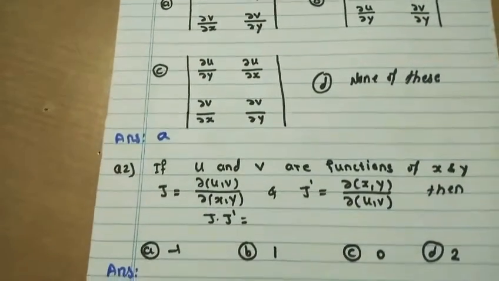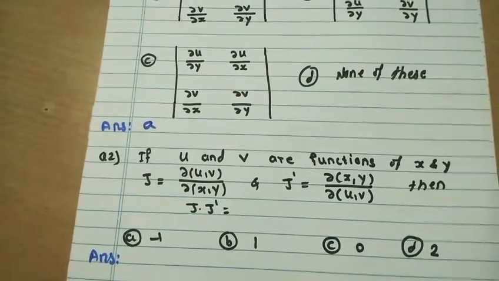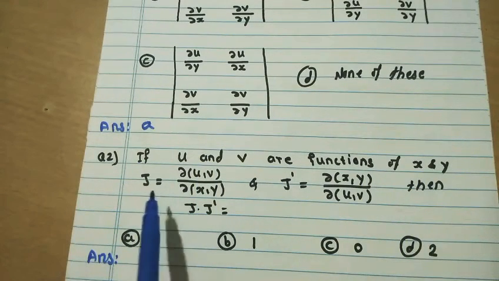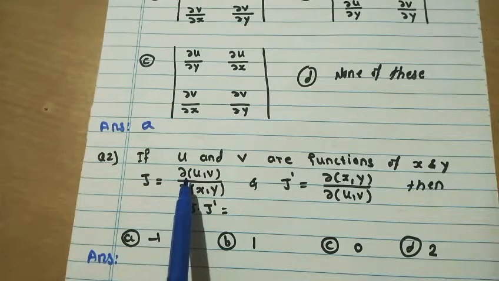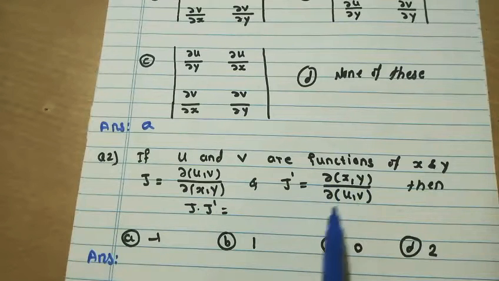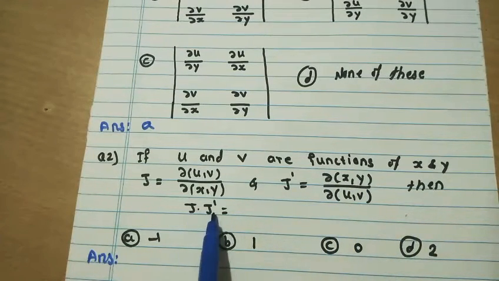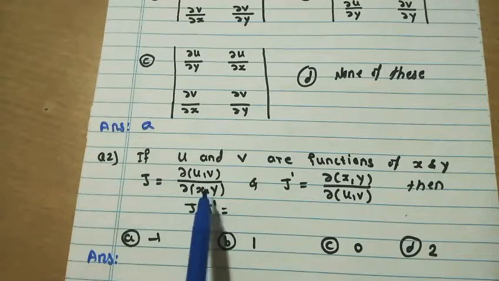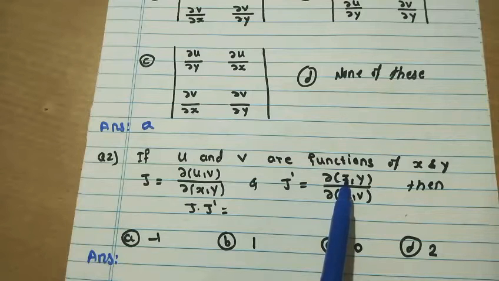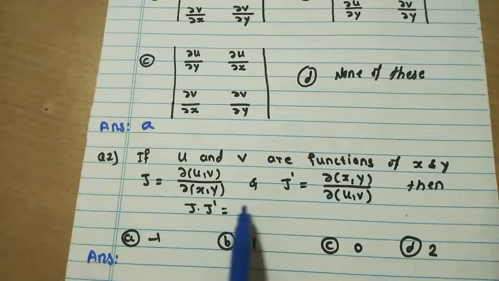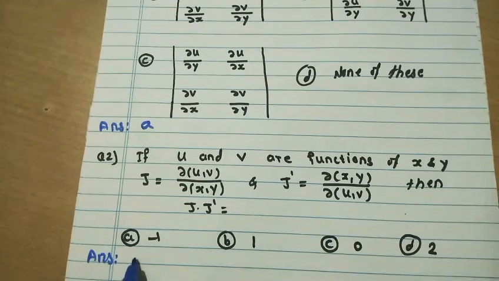Now come to the second question. If u and v are functions of x and y, J equal to del of u comma v by del of x comma y and J dash is equal to del of x comma y by del of u comma v, then J into J dash is equal to. Now J is the Jacobian of uv with respect to x and y, J dash is the Jacobian of xy with respect to uv, then the product J into J dash is always 1. So option B is correct.